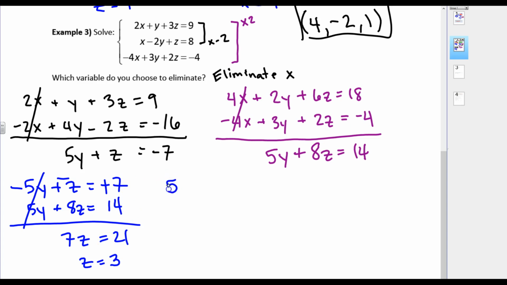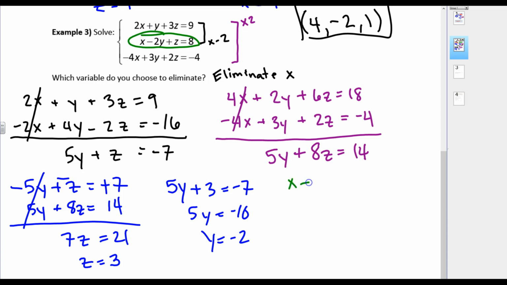I'm going to do the corresponding y value. 5y plus 3 equals negative 7, so 5y is negative 10, which means that y is negative 2. So now we've got a z value, we've got a y value, I just need an x value. So I'm going to come up and plug it into one of these. I'm liking that one, doesn't matter which one I choose.